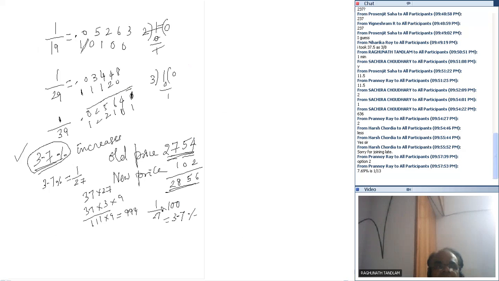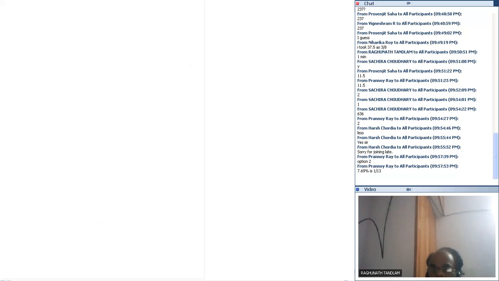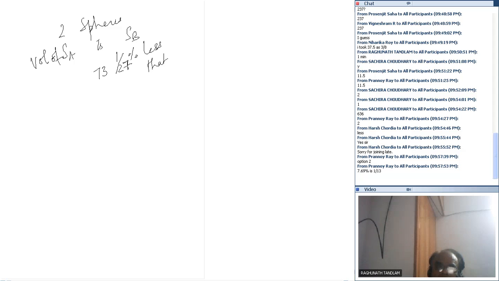I'll give you a question, take down why that is needed. There are two spheres, sphere A, sphere B. Volume of sphere A is 1 by 27 less than that of volume of sphere B. The radii are in what ratio? Like that, questions will come. I don't remember the question correctly. I'll come back to the question when I get that.